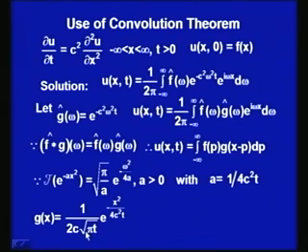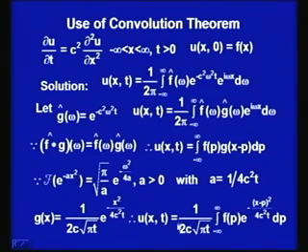Now, if I substitute this g x in my u x t, I would get u x t. So, this constant is complete constant with respect to t, so I could take it outside: integral minus infinity to plus infinity f p into e to the power minus x minus p square upon 4 c square t dp. Now, you see this is also the solution which we got in the first problem.